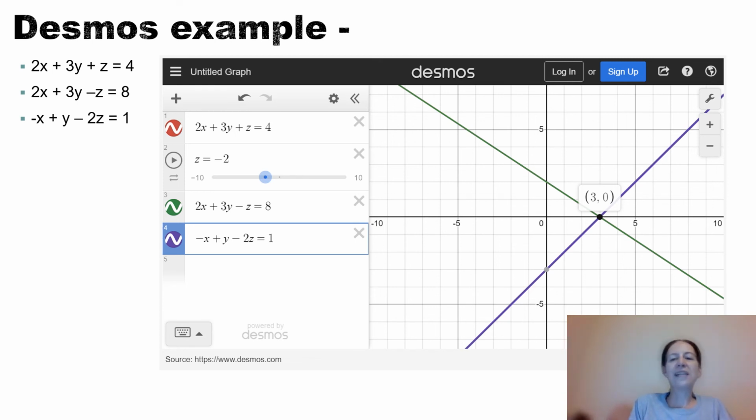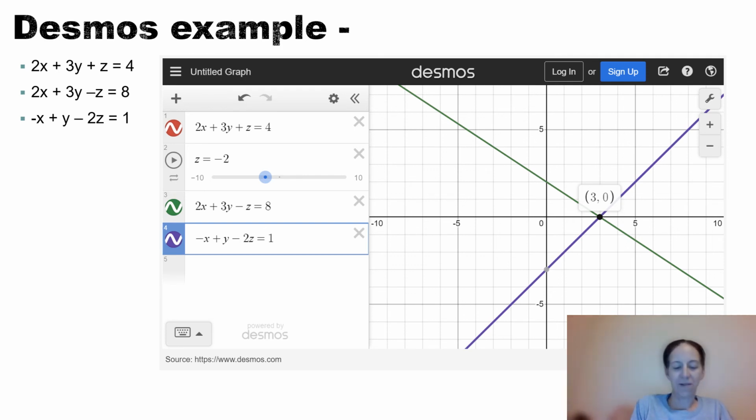Now, when z is equal to 1, you notice that you got the purple line here and it's intersecting the green and the red. But remember what we're trying to do? We're trying to find the values that work for all three.